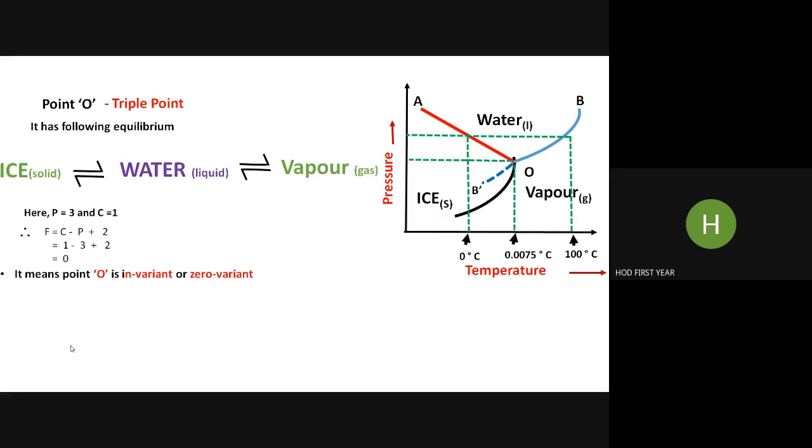Okay. So what is the meaning of 0 variant? It is not necessary to fix either temperature or pressure to define condition of system at point O. Okay. This is very interesting.